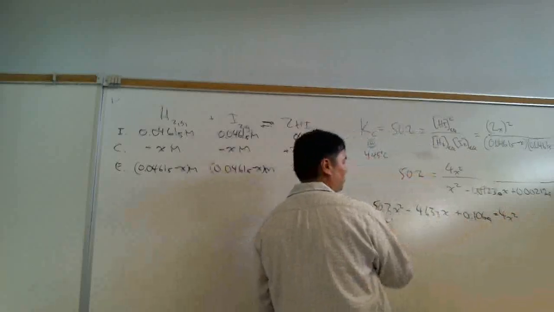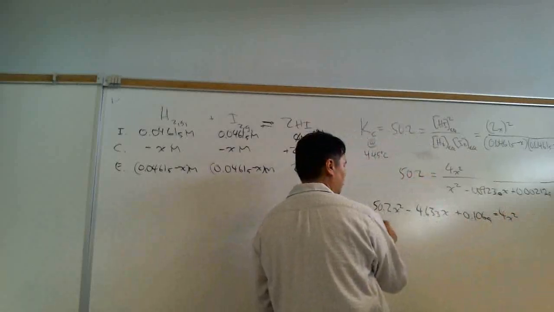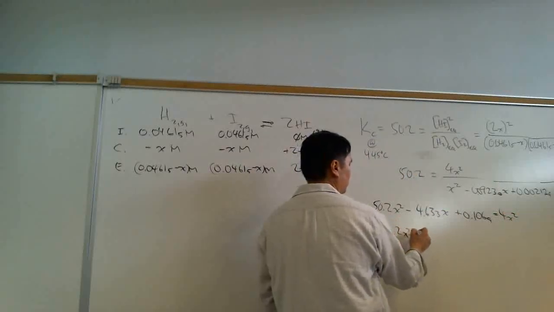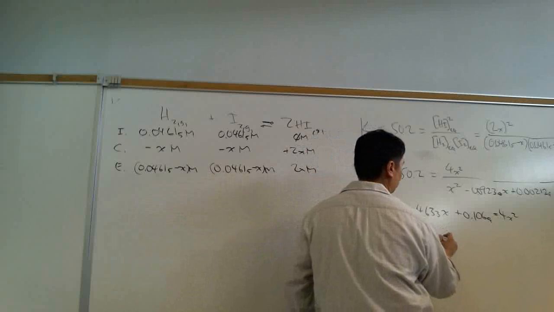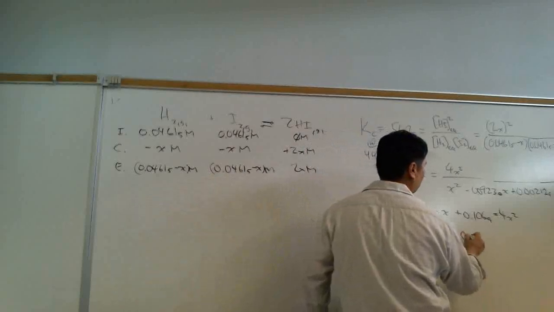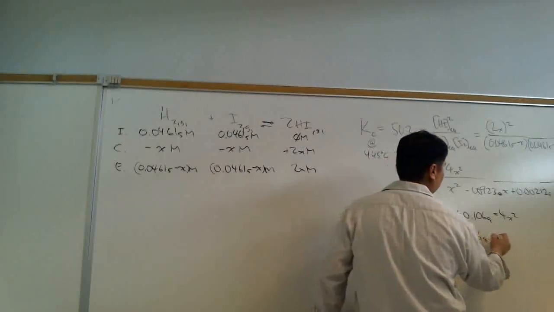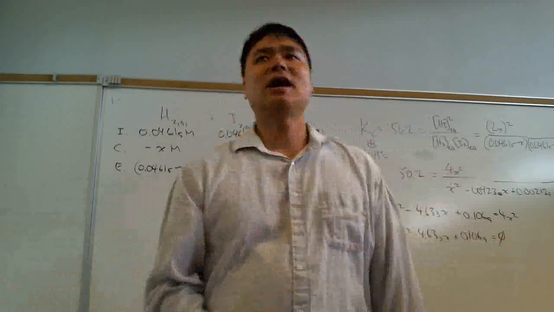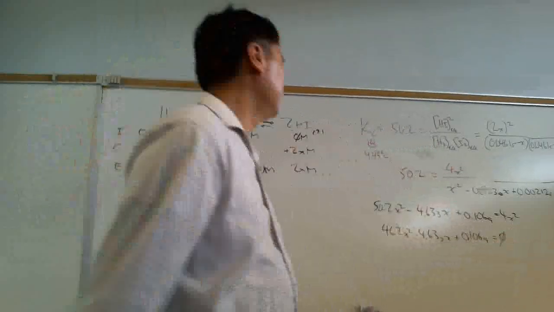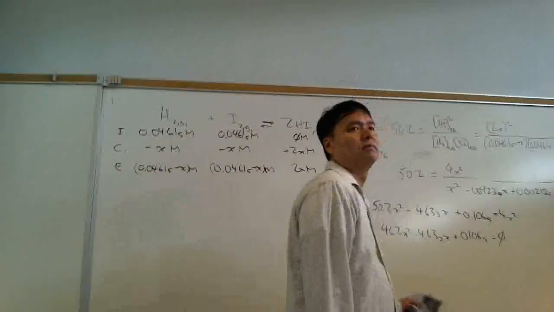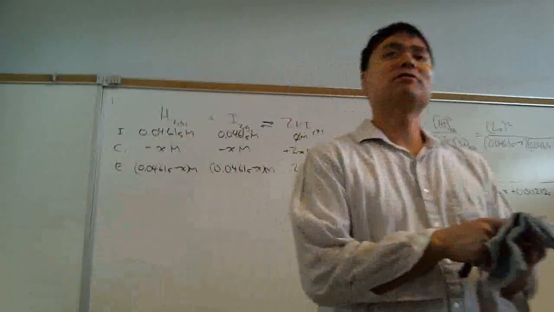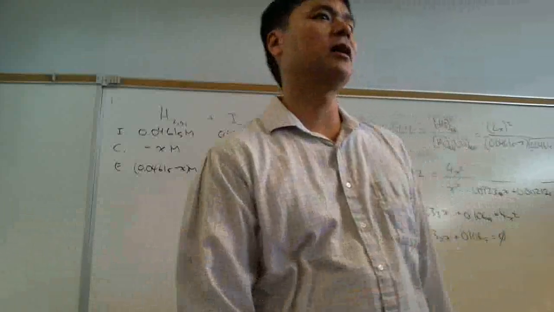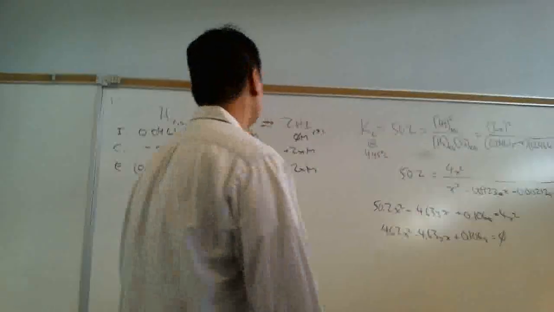And then let's subtract the 4x squared from both sides. So we get 46.2x squared minus 4.633x plus 0.1069 is equal to 0. Okay, now you have two choices here. You could use the quadratic formula if you like, or you could use your calculator that solves quadratic equations.